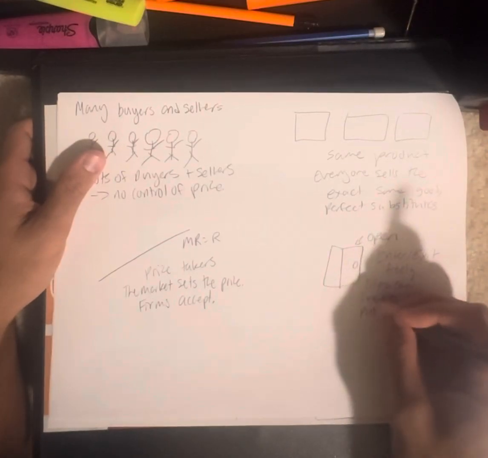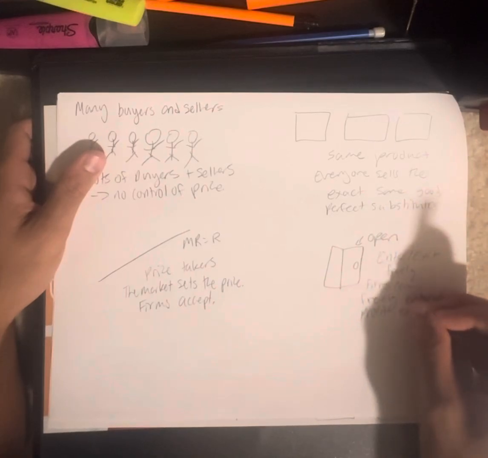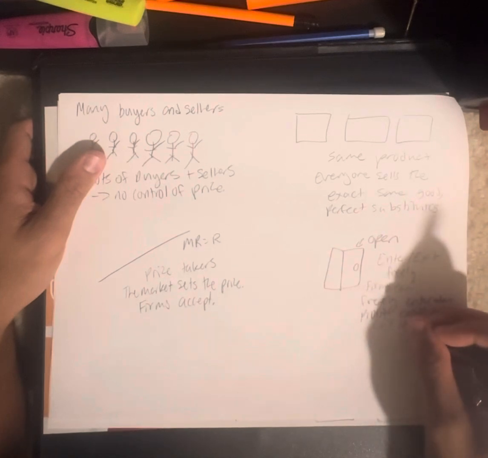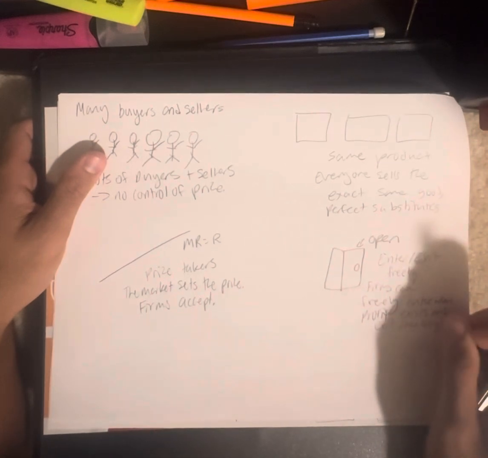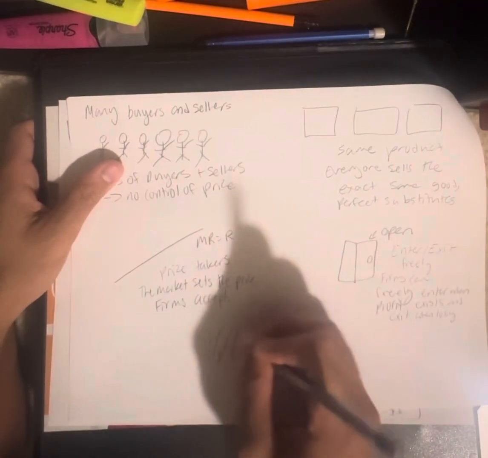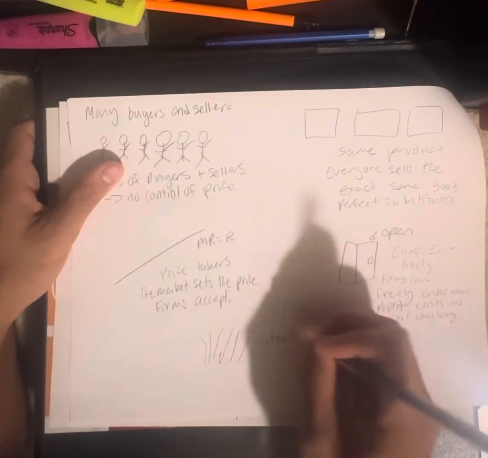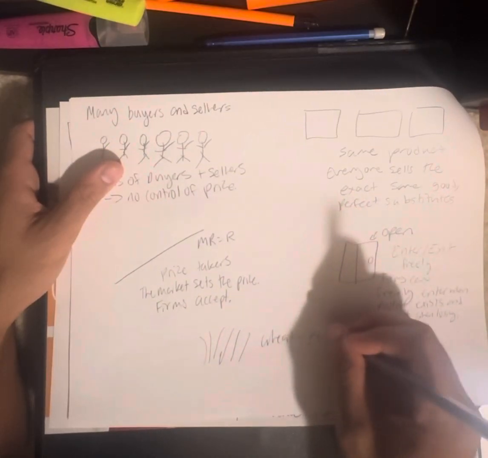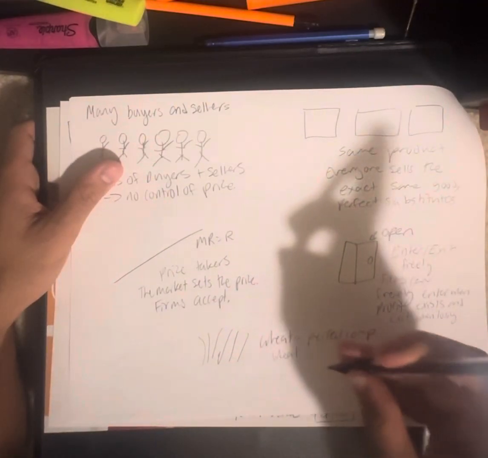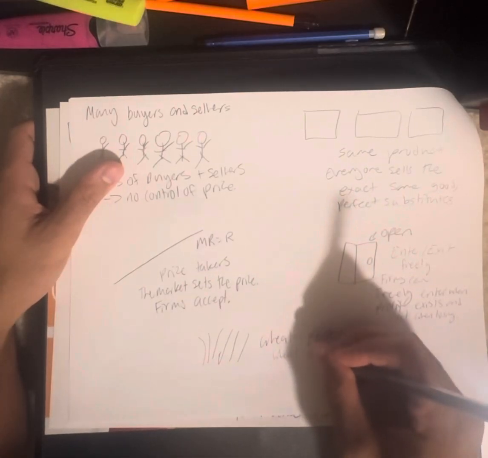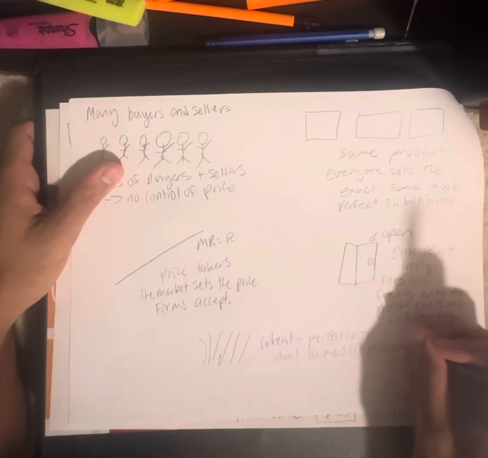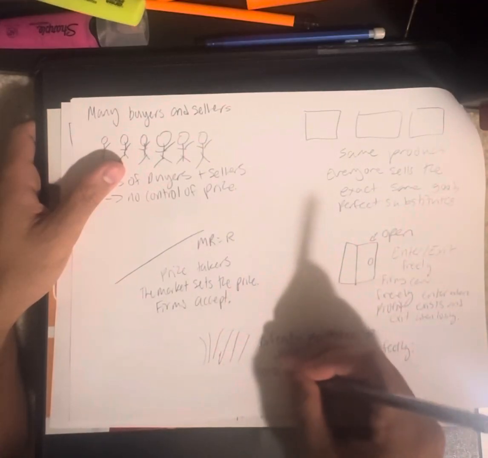Now we'll be moving on to wheat farmers. Wheat farming is one of the best real examples I can give you. I'm going to start off by drawing wheat right now. There are tons of farmers, so many sellers that no one controls price. Wheat is identical no matter who grows it. Farmers must accept the global market price. And it's easy to enter or leave farming, so it fits all characteristics of perfect competition.